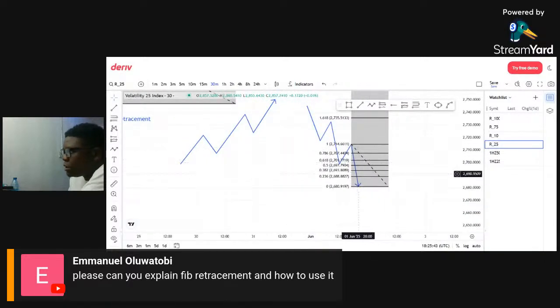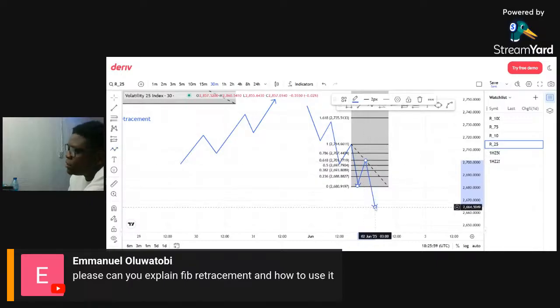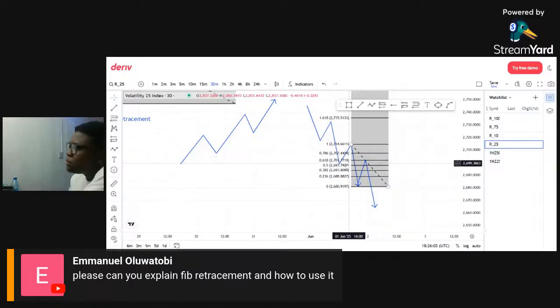I pick and draw it down to here. So I should be looking at 0.618 and 0.50 because that's where price literally retraced. So you'll be anticipating price to retrace to here before it continues falling. That's the retracement.